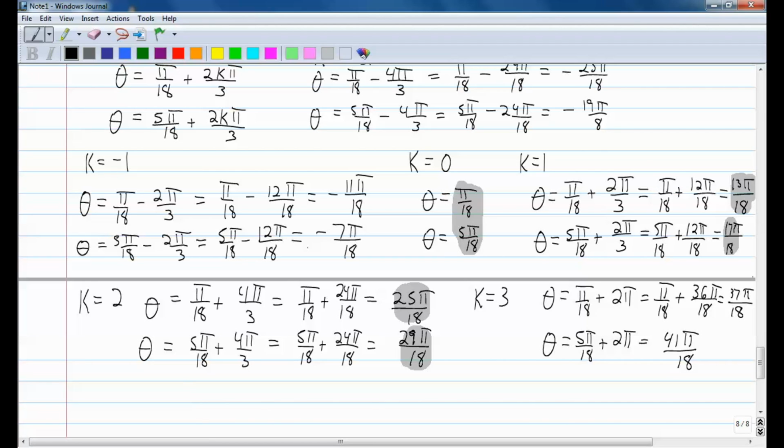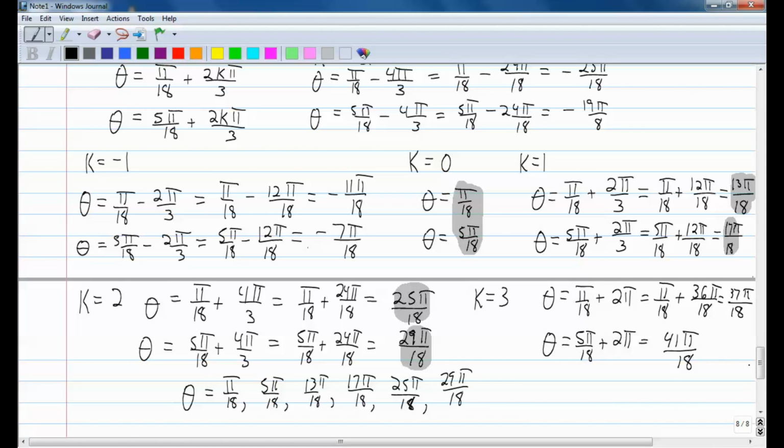Our solution is going to be pi over 18, 5 pi over 18, 13 pi over 18, 17 pi over 18, 25 pi over 18, and lastly 29 pi over 18.